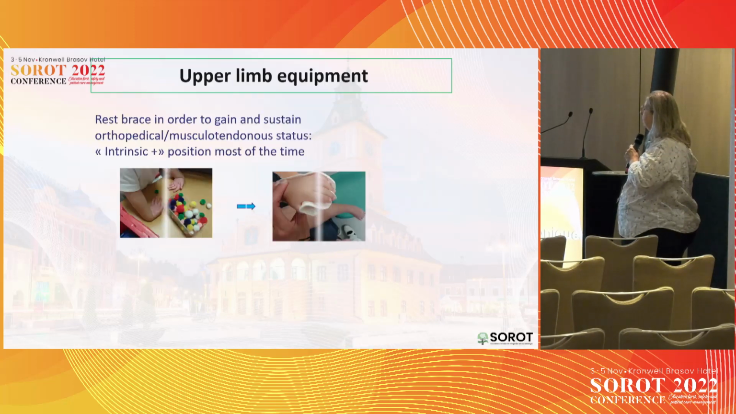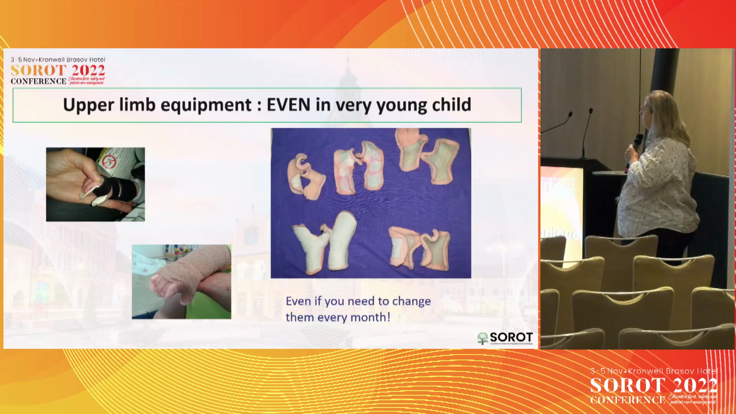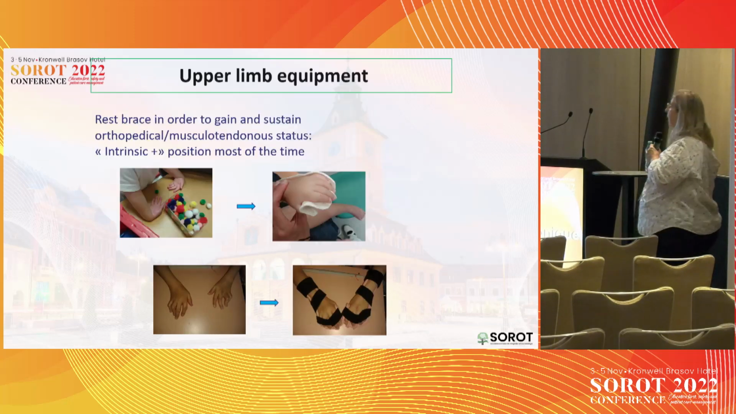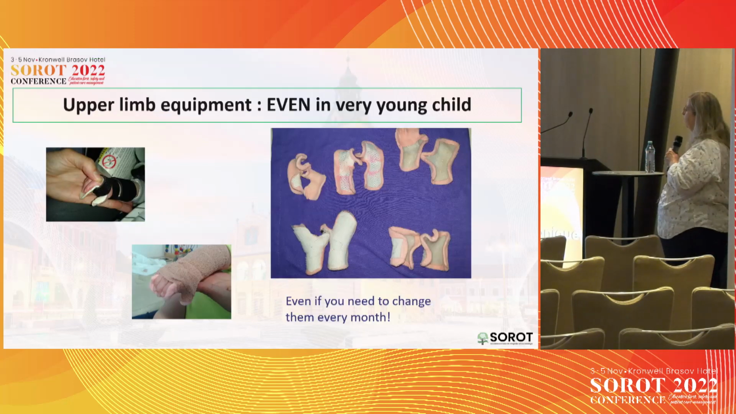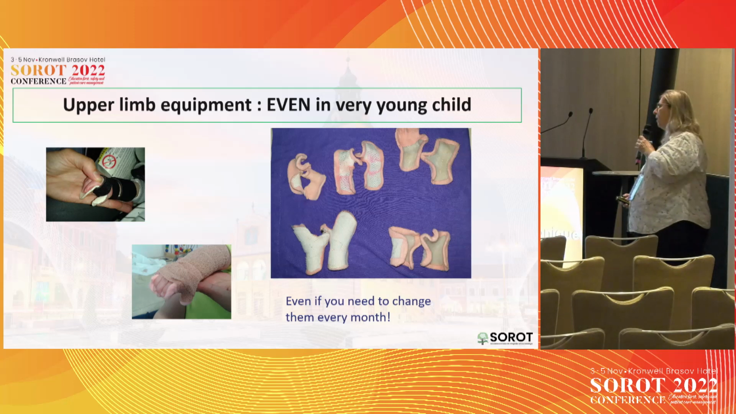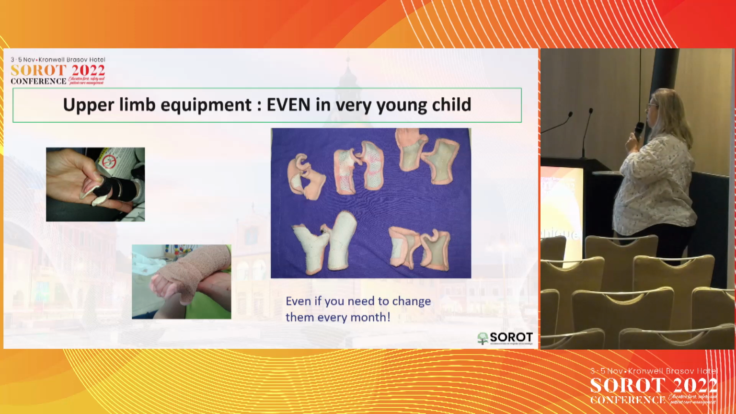And for the upper limb, you have to equip very soon, and you have to know that these are the braces that we use from birth to 6 months. Even if you need to change them every month, so you need to have an orthosis team very able to do this very often.